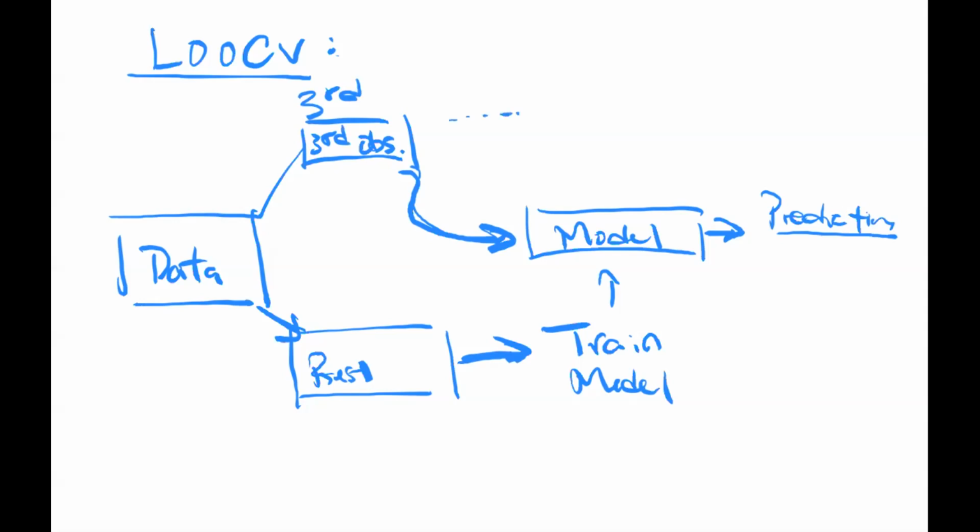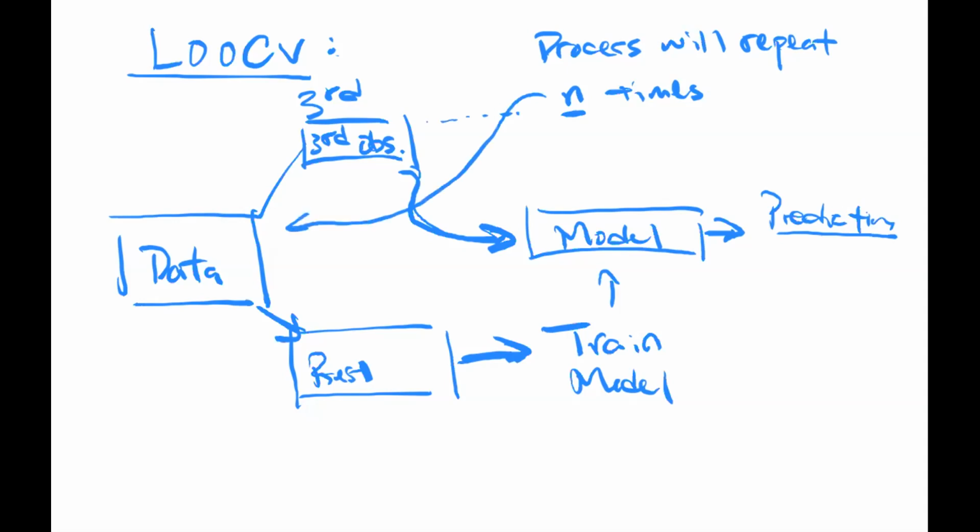So how long will this process last? This process will repeat n times. And n here represents the total number of observations from your data set. So until we draw every single observation out for this process to test its prediction, we are going to continue to do it.